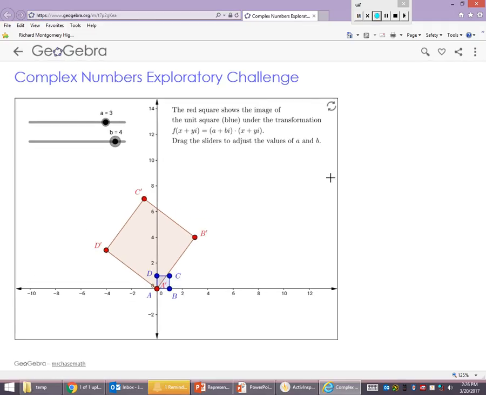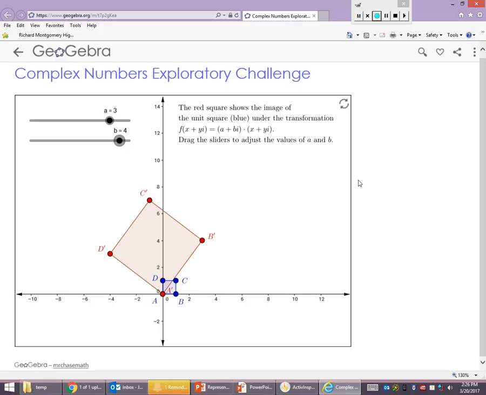Mr. Chase, was that our last packet? Yeah, this packet is your homework if you don't finish it. What did you say, Matthew? I think it's -1 plus 7i.